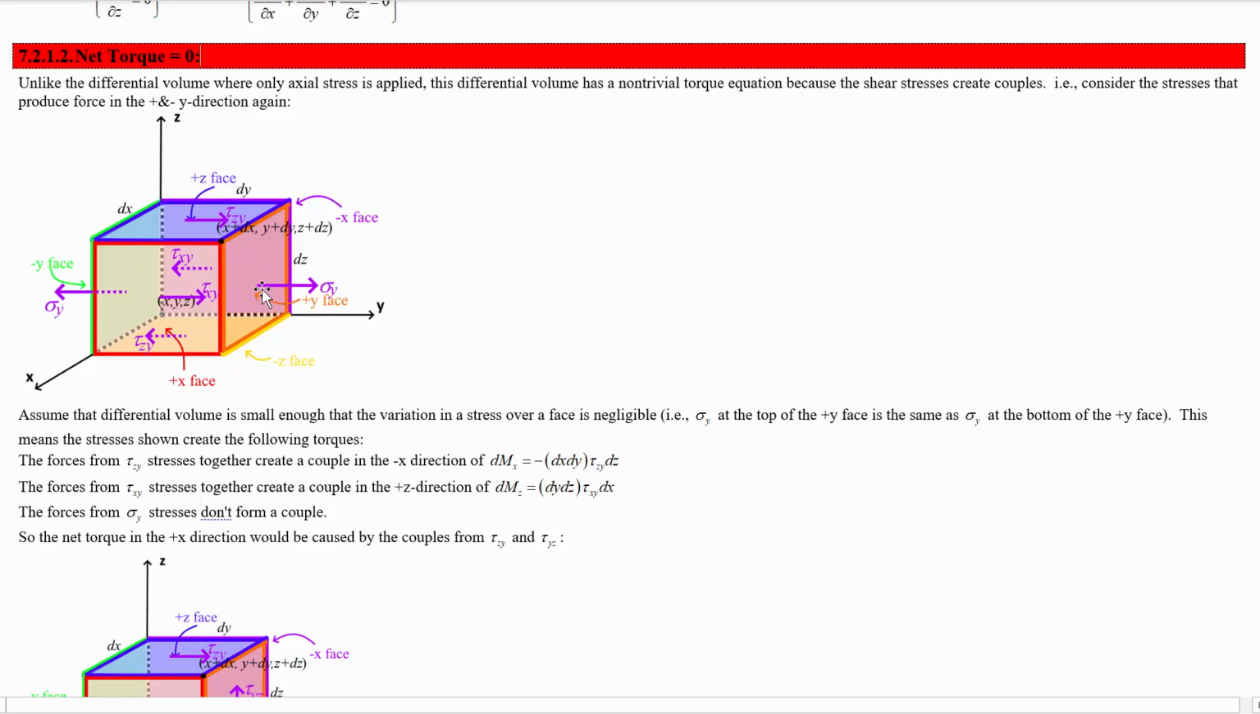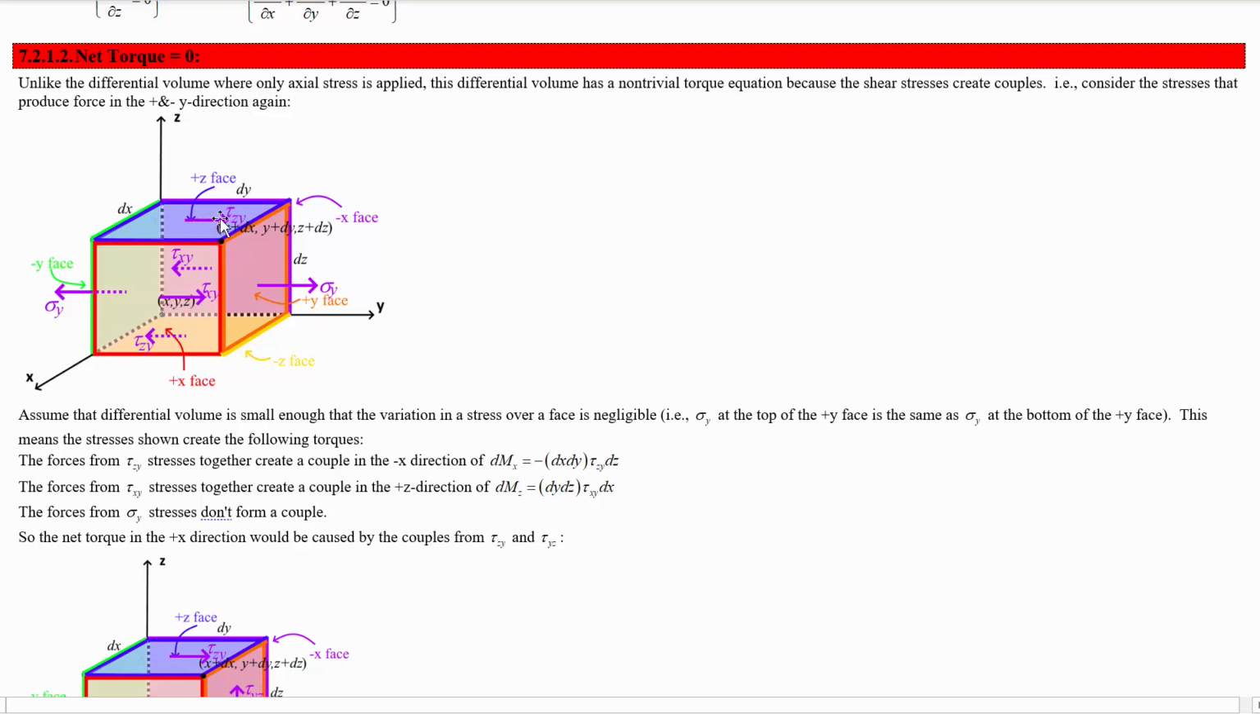So the stress is the same on this part of the surface as it is on this part, and that means that sigma y doesn't produce any net torque, because we don't have a difference at the top or bottom of this, so it can't create a couple on this face. It's not going to create a couple with this one because they're both the same over the face, so they're collinear and don't produce any net torque. But the shear stress pairs do.